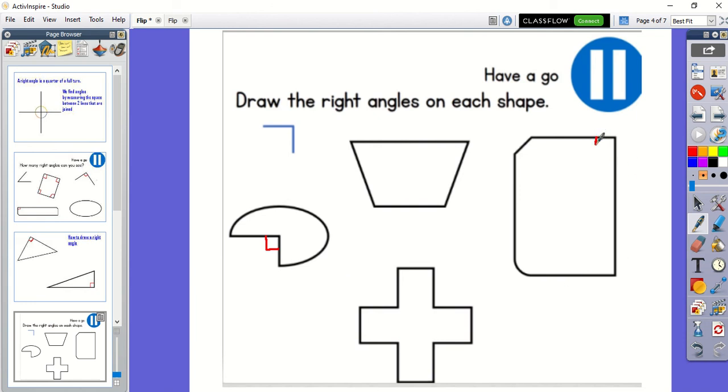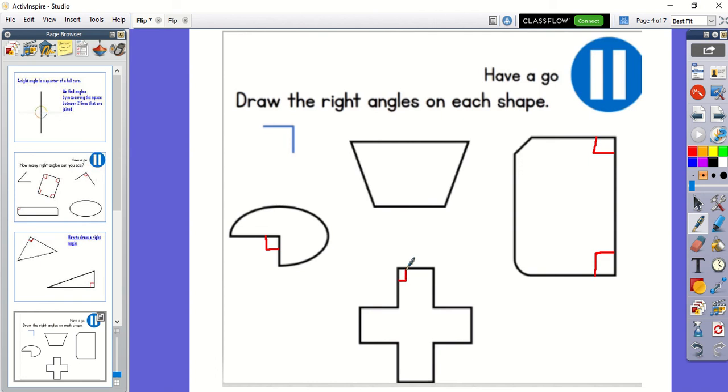Let's try this one. I've got one. That one isn't one. That's not one. And two. So this shape has two right angles. And then with this one, there's actually a lot here. Let's see if you've got them all.